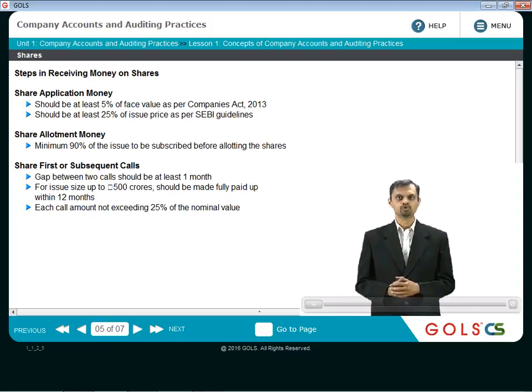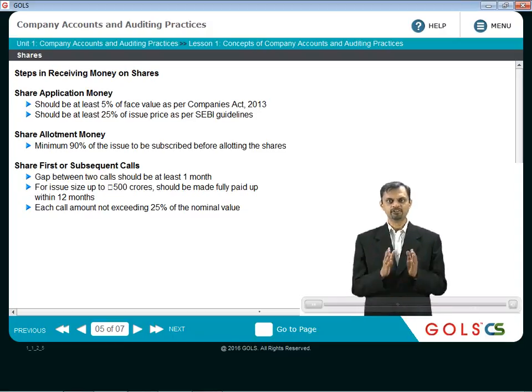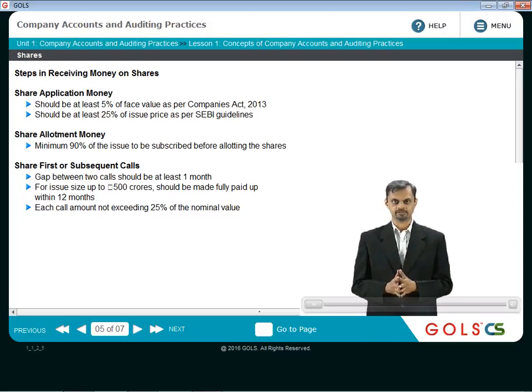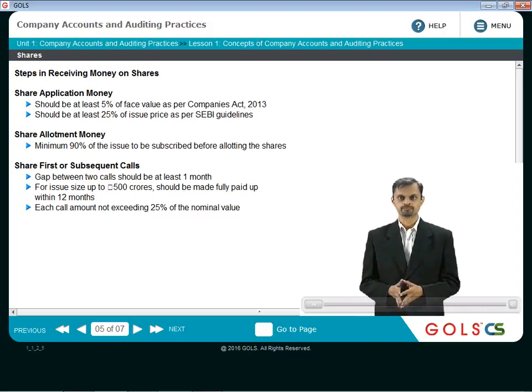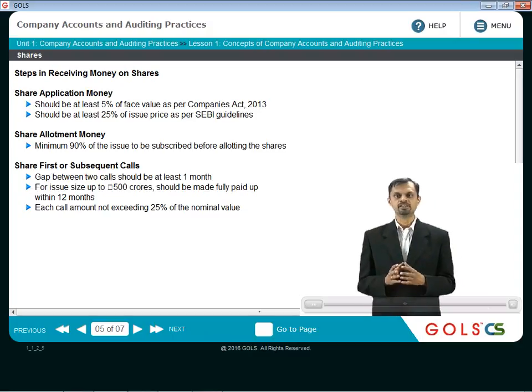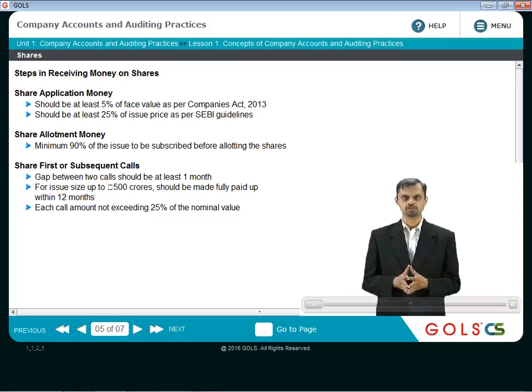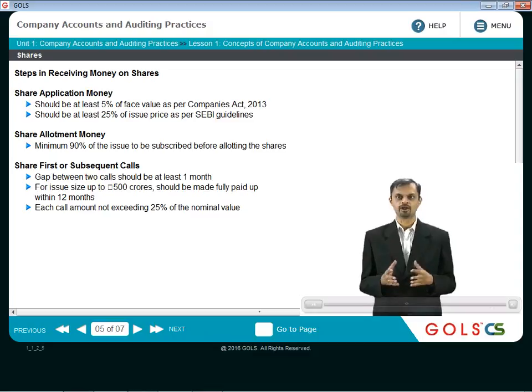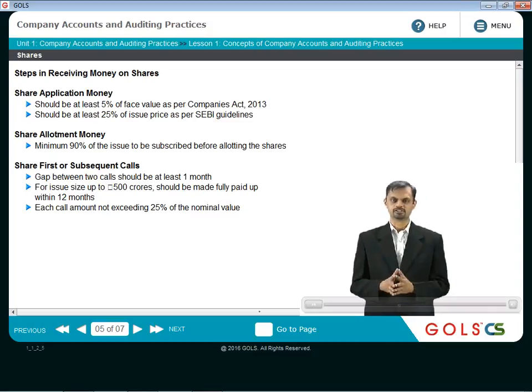The conditions related to calls: the gap between the two calls has to be at least 1 month. So in less than 1 month, the company is not supposed to make two or more calls, so that shareholders also get sufficient time to pay the amounts. For issue size up to 500 crores rupees, the issue is to be made fully paid up within 12 months. So that means for small issues, the entire amount has to be called up within 1 year. That is what the law says.